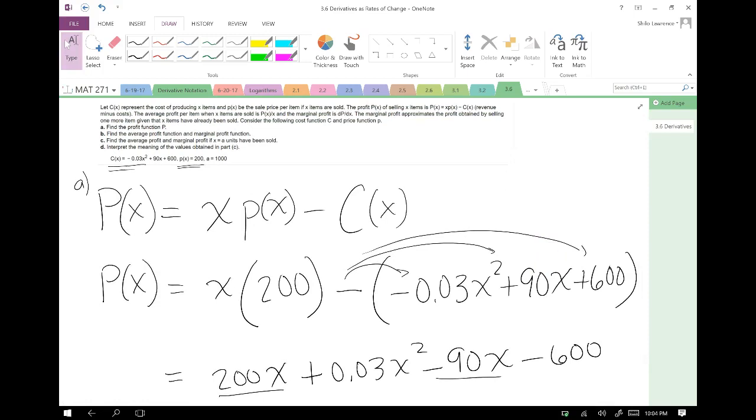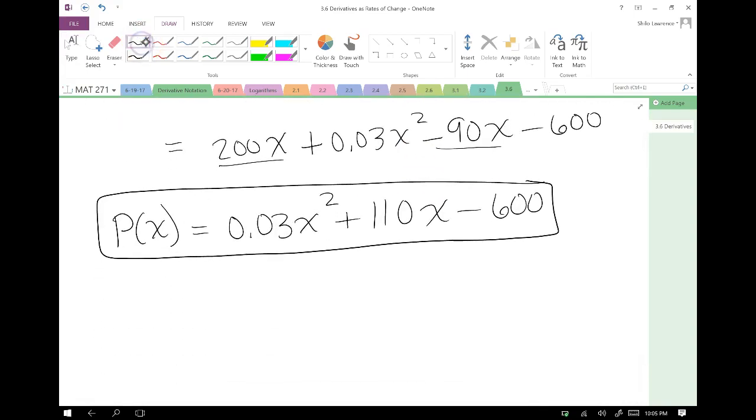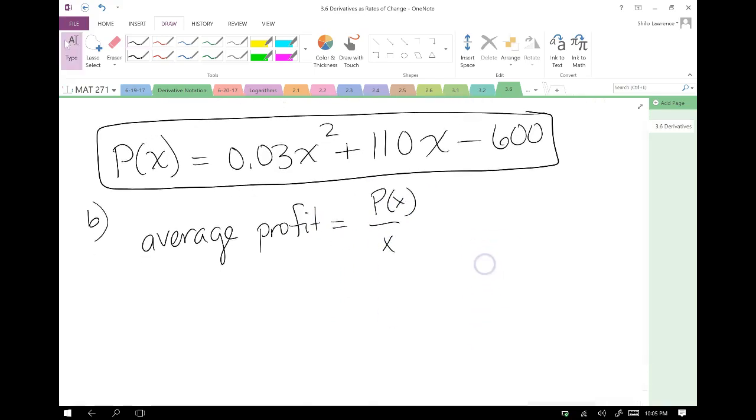Find the average profit function and marginal profit function. So average profit, they say, is your profit function divided by X. So in part B, average profit is P of X over X. So we just need to take that previous answer and divide everything by X.